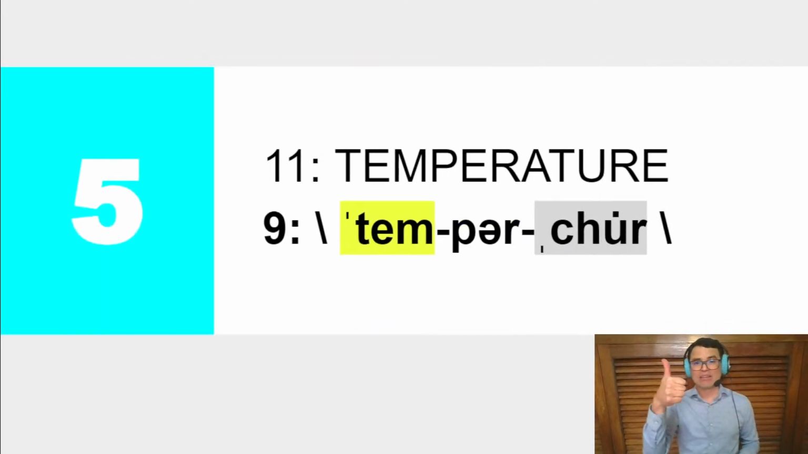Number five, eleven letters, nine sounds, three syllables. The stressed syllable is the first one. Then the third one also has some stress, but it is the secondary stress. First syllable, e. Second syllable, schwa. Third syllable, u. Okay? Temperature.